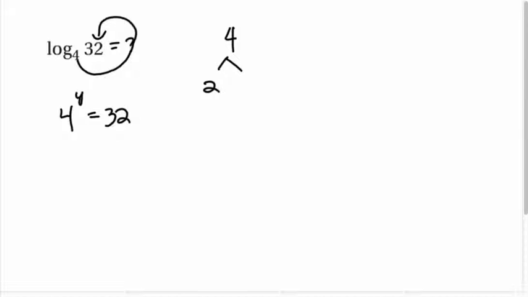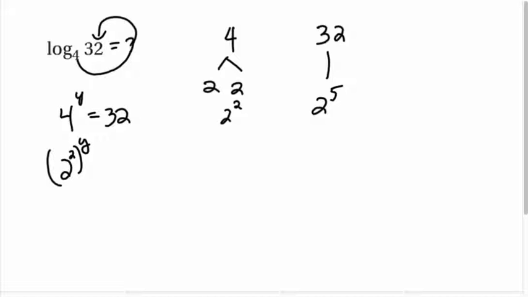4 is pretty simple. It's 2 times 2, or 2 squared. 32, we just broke that down, so I'm not going to do that again. 32 broke down into 2 to the 5th. Okay, so I'm going to replace 4 and 32 with these expressions. So I've got 2 squared to the y, and then I've got 2 to the 5th.